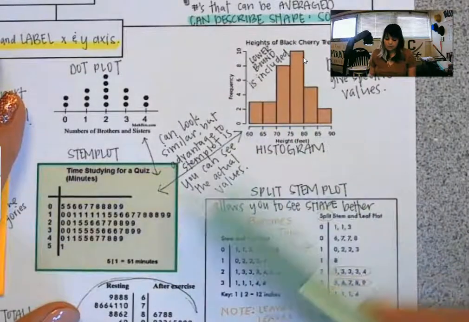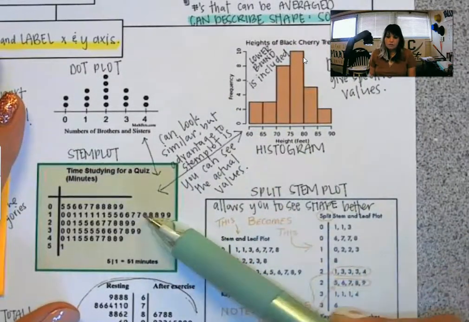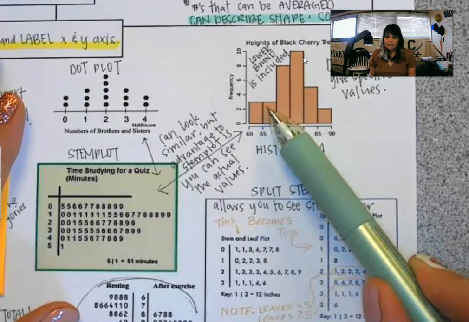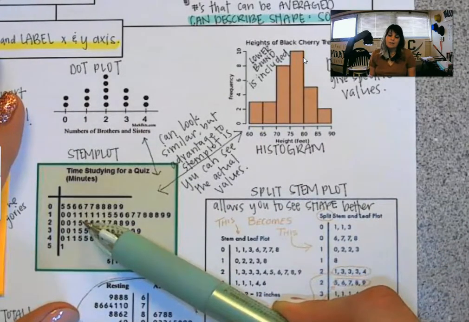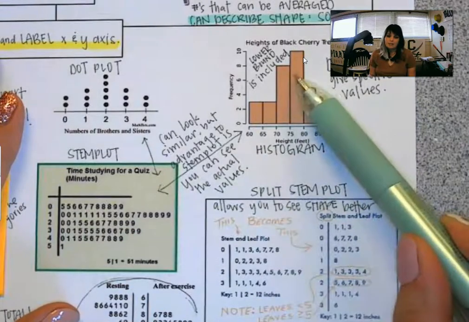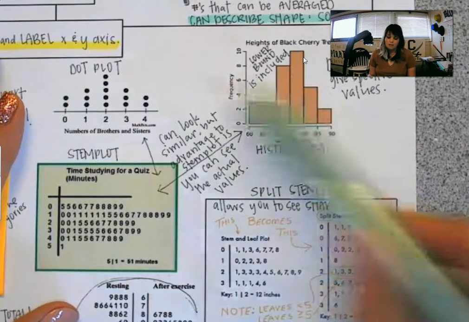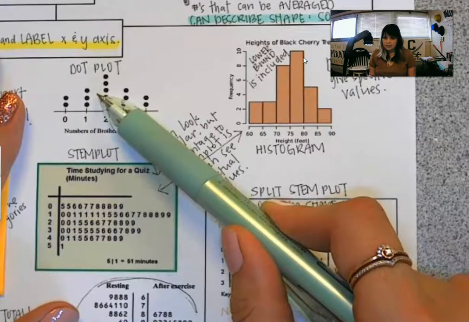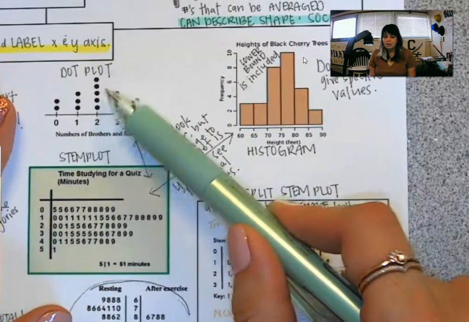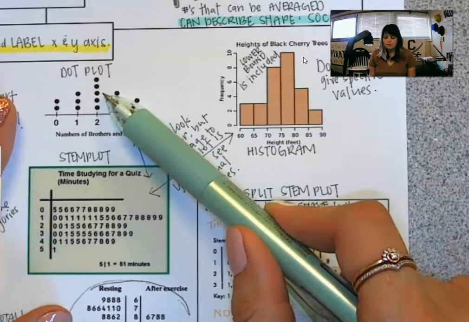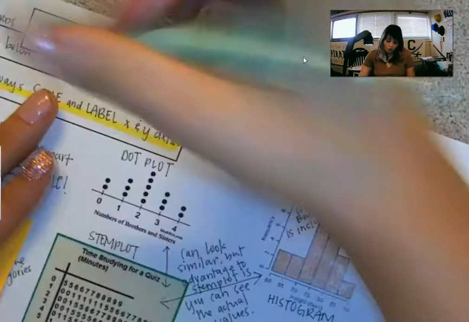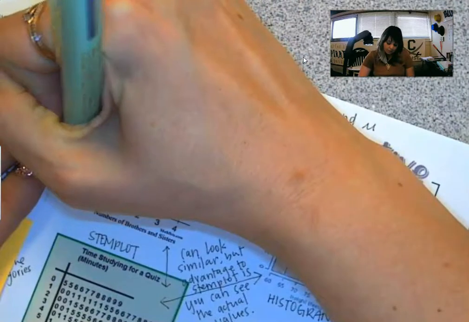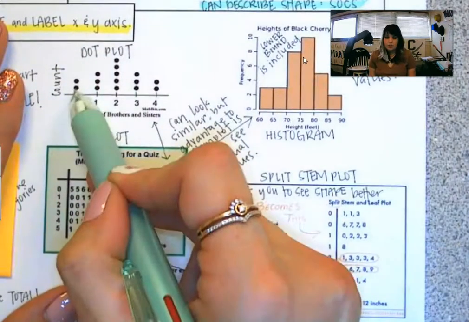These two things can look similar. So the advantage is that you can see the actual data values in a stem plot, but you can't see them in a histogram. A dot plot is the easiest and in most cases the quickest graph to make. And remember, in a dot plot, your y-axis is count or frequency. So 2 people had no siblings.